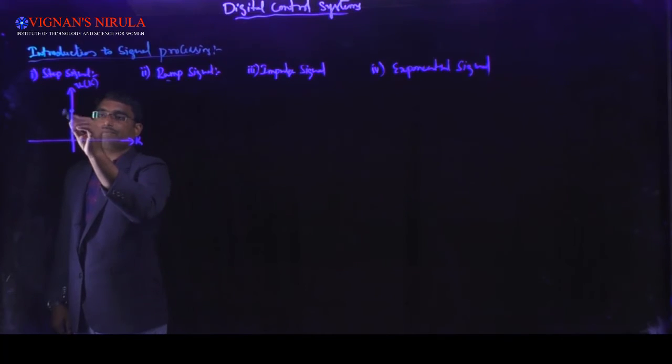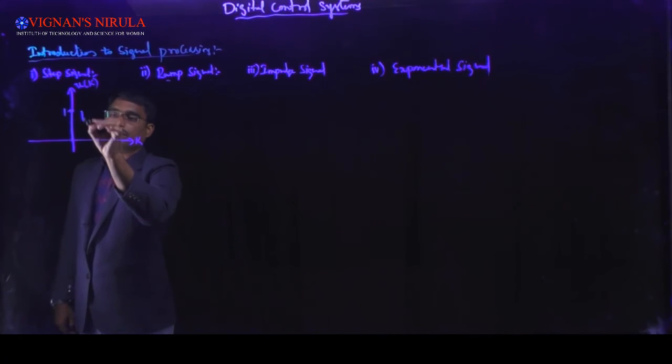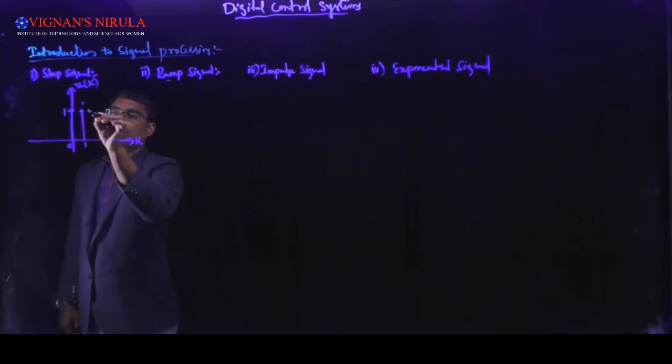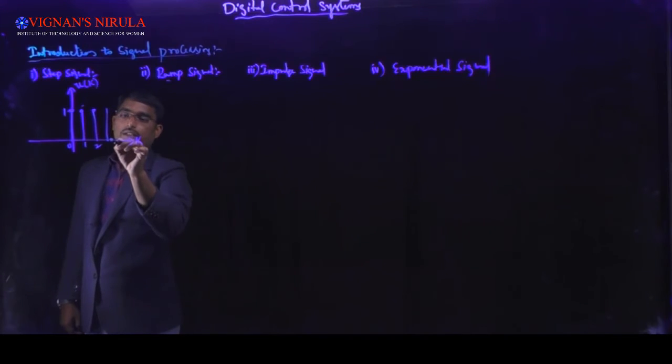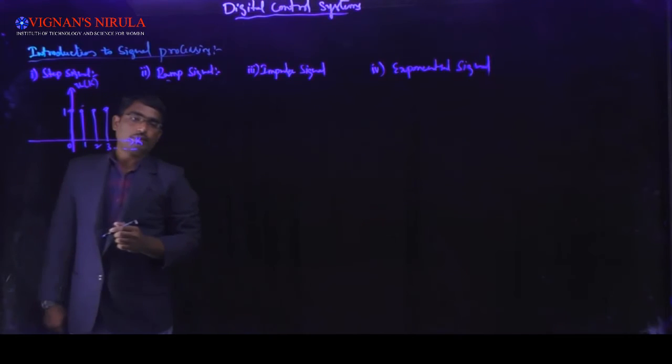See here. Here I am taking a unit step signal. That's why I am taking the amplitude as 1. For k equals 0, it is 1. For k equals 1, it is 1. For k equals 2, it is 1. For k equals 3, it is 1, and so on. So this is the graphical representation.